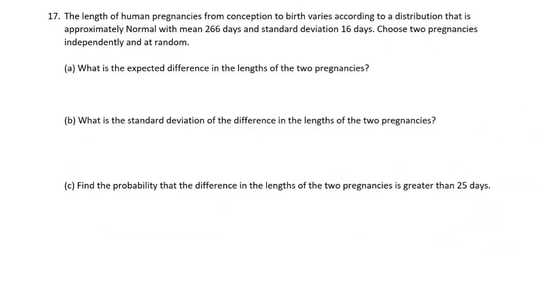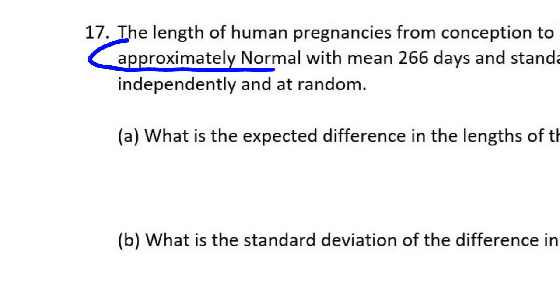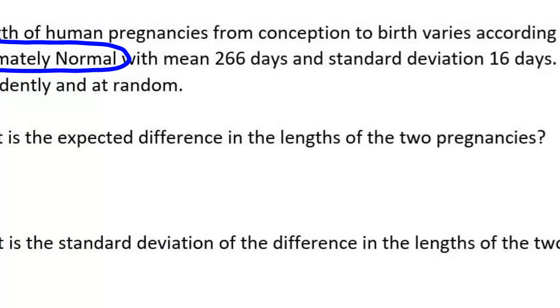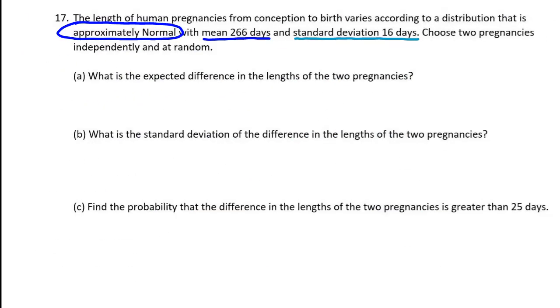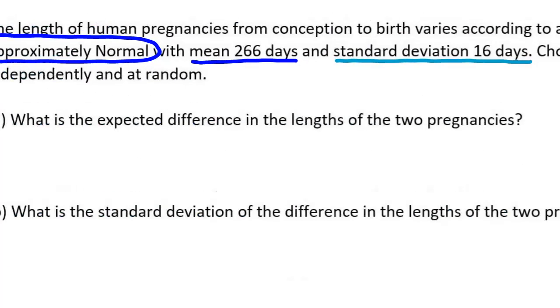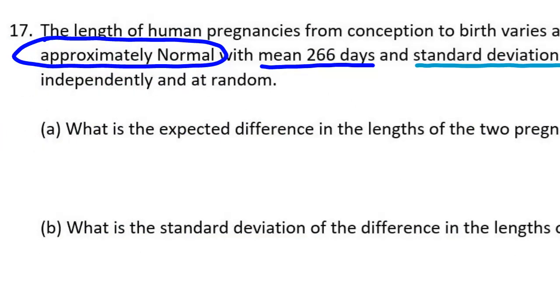The length of human pregnancies from conception to birth varies according to a distribution that is approximately normal. So if we're after a probability, we're going to have to draw a picture here. With a mean of 266 days and a standard deviation of 16 days. Choose 2 pregnancies independently at random.